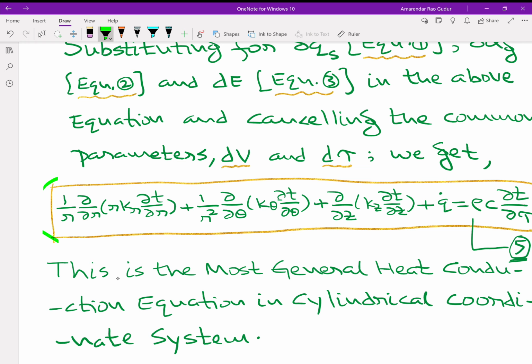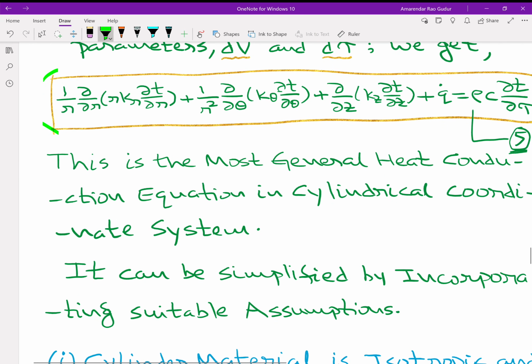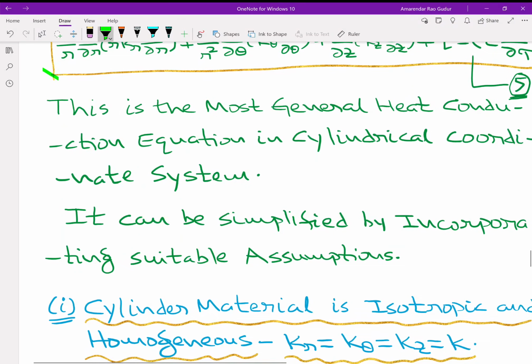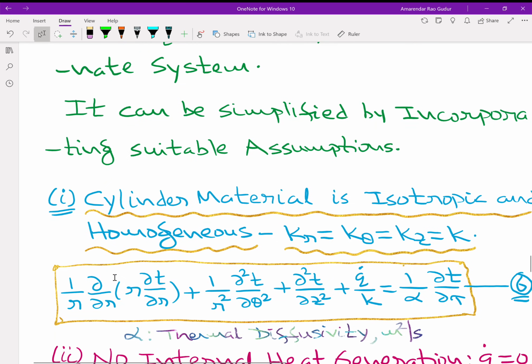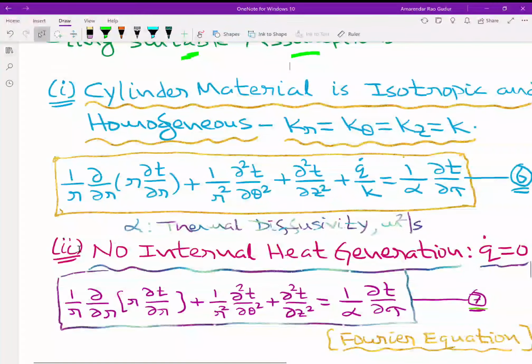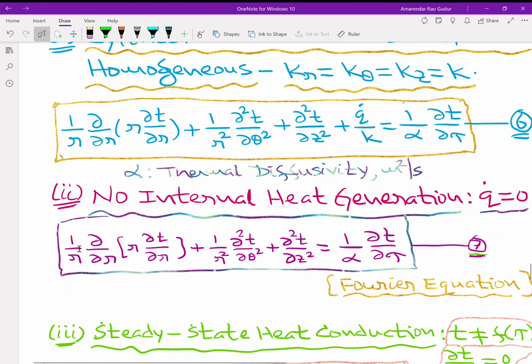R conduction plus theta conduction plus z conduction plus generation should be equal to the unsteadiness of the system. So this is obviously the most general heat conduction equation in cylindrical coordinate system, and it can be simplified by incorporating suitable assumptions. The first and foremost assumption is that we consider the cylinder material to be isotropic and homogeneous. As a result, thermal conductivity will be the same in all the directions.